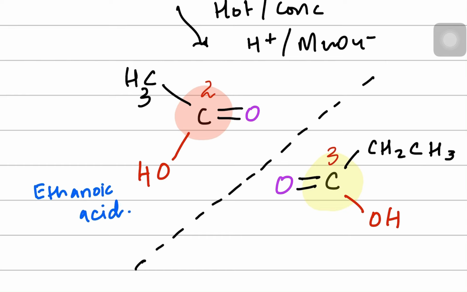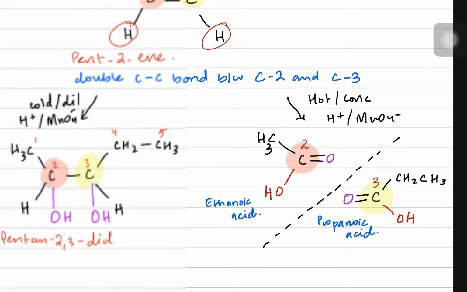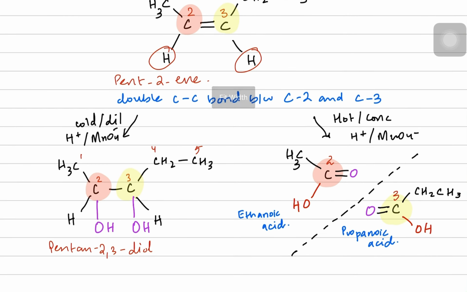What about the structure which was made from carbon 3? It is carbon 1, then we have carbon 2, and then we have carbon 3. So it's a 3-carbon carboxylic acid. We will call it propanoic acid.